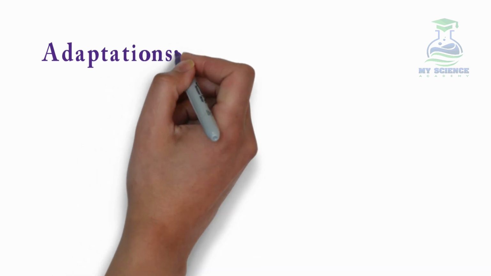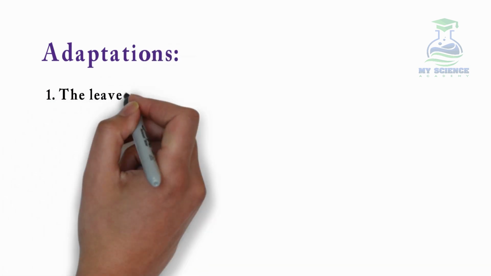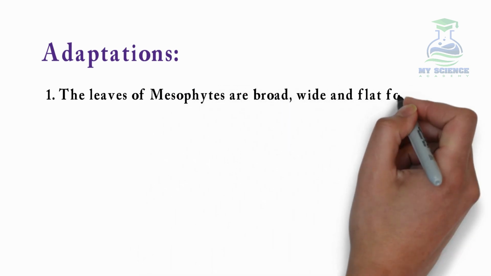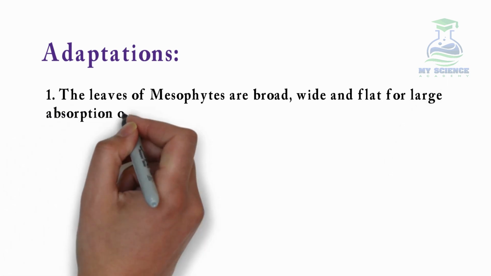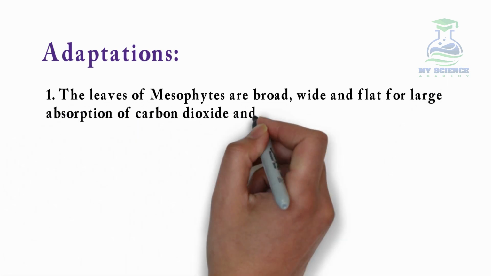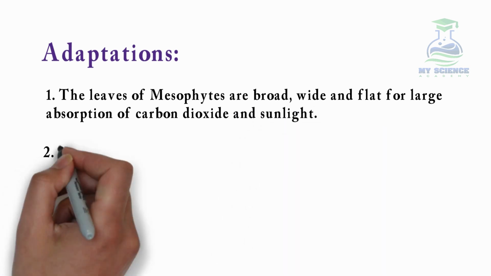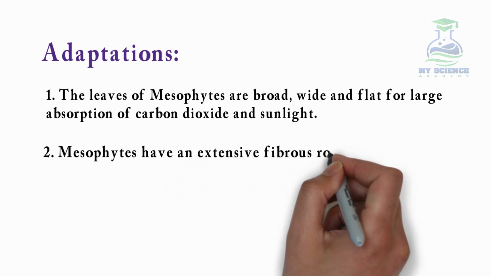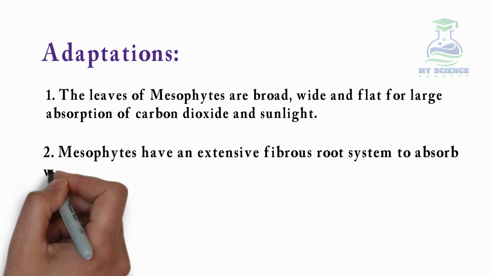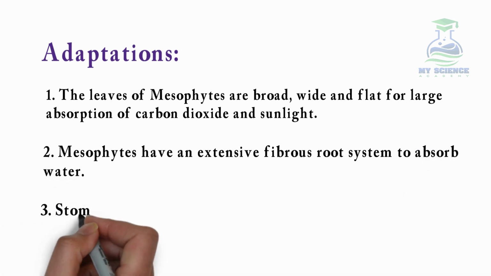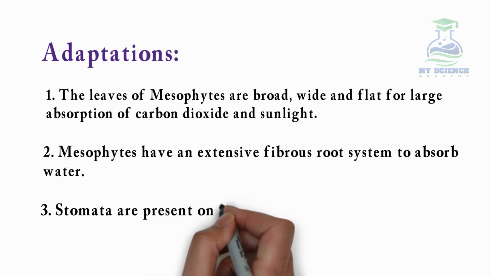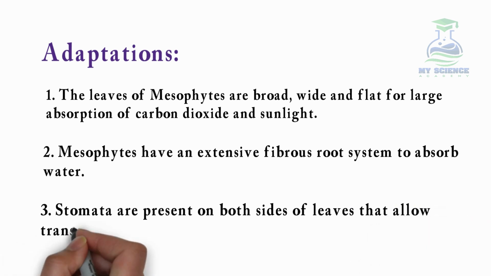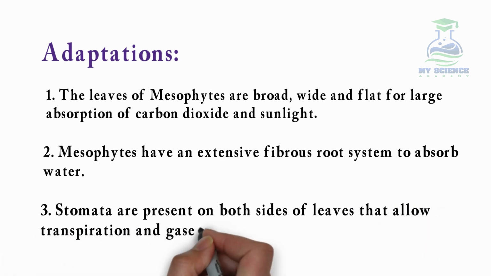Next, we will see the adaptations. Number 1, the leaves of mesophytes are broad, wide, and flat for the large absorption of carbon dioxide and sunlight. Number 2, mesophytes have an extensive fibrous root system to absorb water from the land. Number 3, stomata are present on both sides of the leaves that allow transpiration and gaseous exchange.